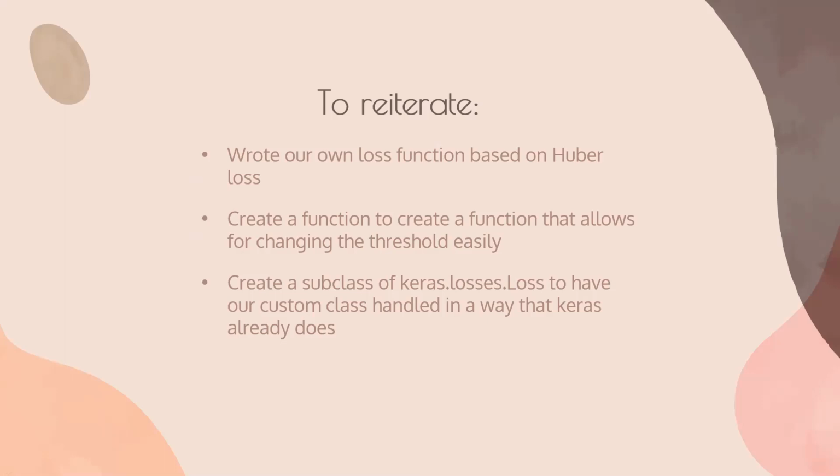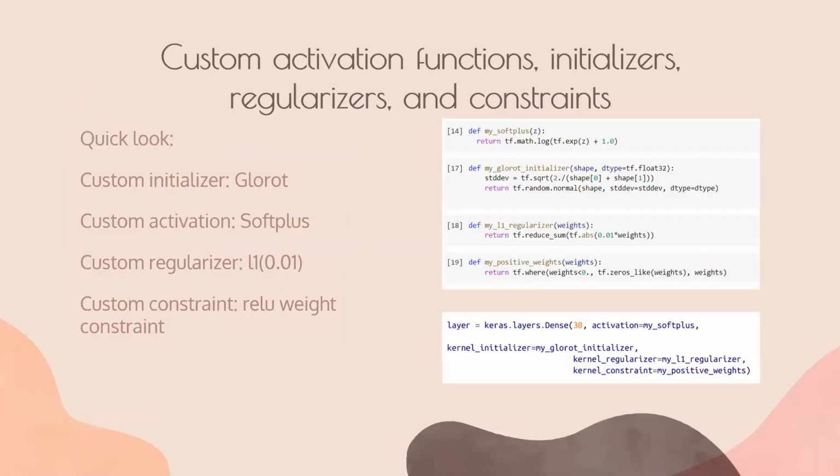Okay, so everything I've just done will be repeated again for a lot of things. So now we're going to look at custom activation functions, initializers, regularizers, and constraints. But I promise you, if you were paying attention to the last stuff, this is all very simple and very easy, and it will basically be analogous. Everything we're doing here is almost exactly the same, except you might be dealing with more math or different types of functions or things that we're trying to accomplish. So a quick look at what we're going to be doing.